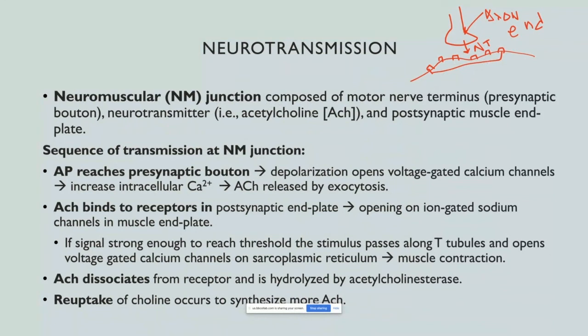Now, what is the sequence of this? We were talking about the action potential. Imagine that the action potential is reaching the presynaptic button. That will depolarize the axonal end by opening some voltage-gated calcium channels. And please pay attention to the difference in the channels that we have in different areas of the neuron.